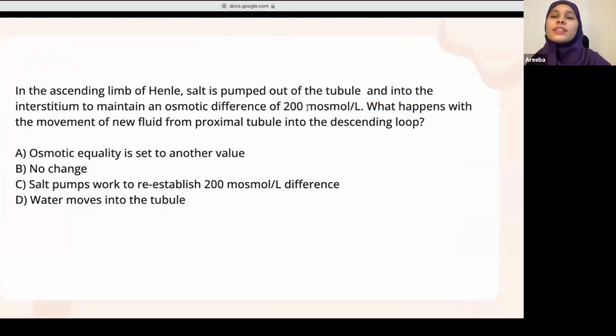Right. So in the ascending limb of Henle, salt is pumped out of the tubule and into the interstitium to maintain an osmotic difference of 200. What happens with the movement of new fluid from the proximal tubule entering the descending loop?